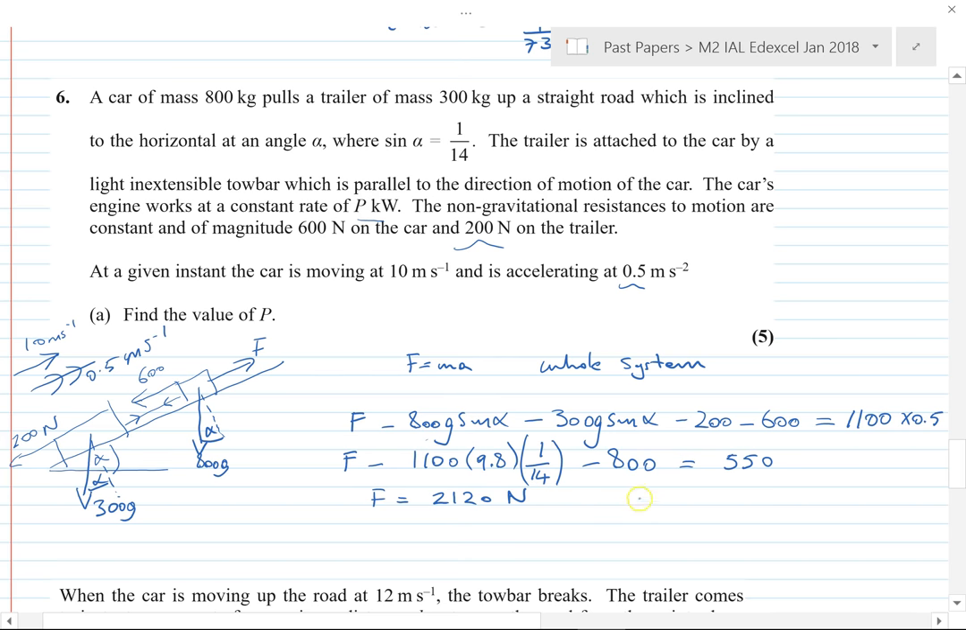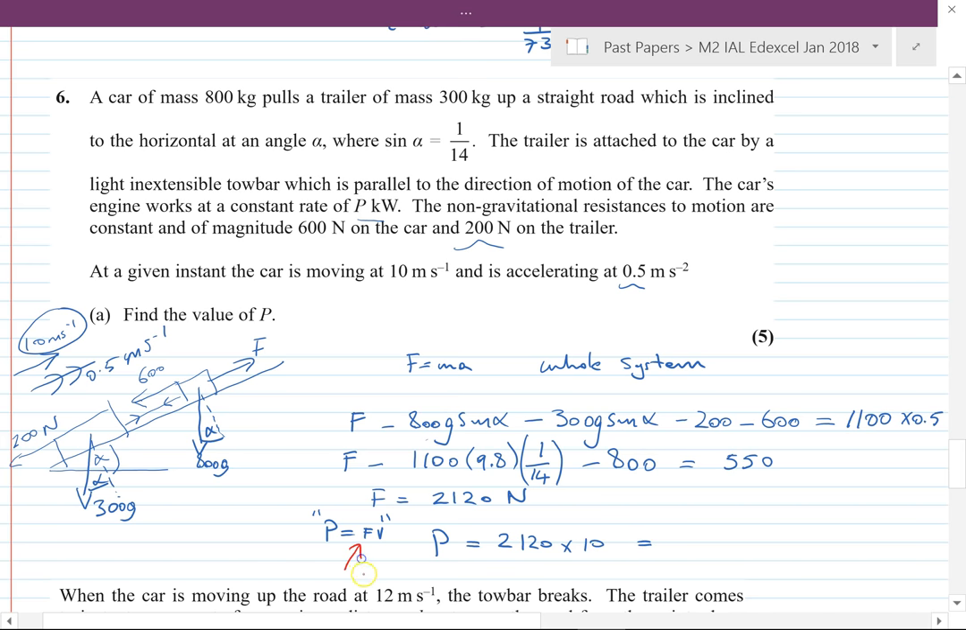Then I can use P is equal to FV. So P is equal to 2120 times the speed, and we're given the speed as 10. So remember, when we use P equals FV, we're talking about the driving force. Occasionally I see students make mistakes with this. Driving force here, whereas with F equals ma, that means the resultant overall force. What are the total forces? Students sometimes make mistakes with that.